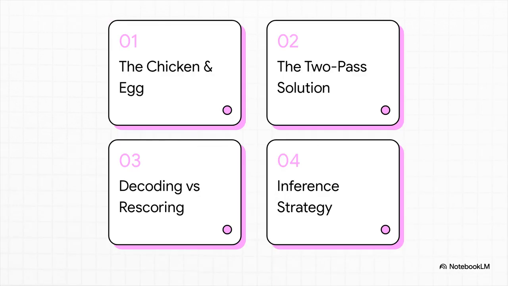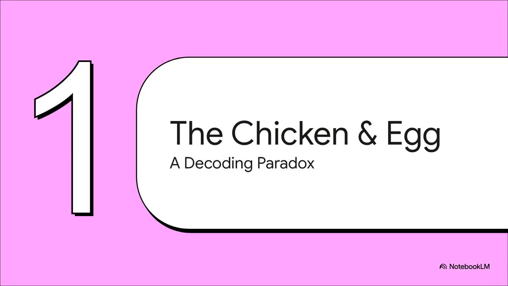Okay, here's a quick look at our roadmap for today. 1. The chicken and egg paradox. 2. The two-pass solution. 3. Decoding versus rescoring. And 4. Choosing your inference strategy. All right, let's jump right into Section 1, the chicken and egg paradox.